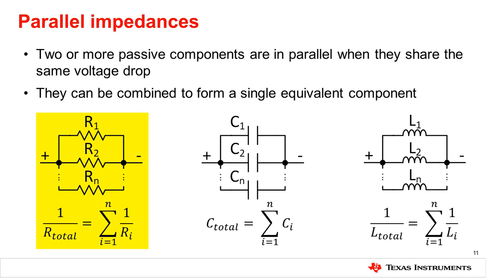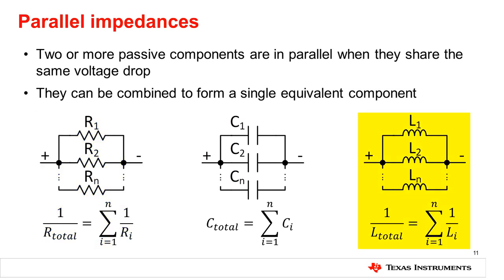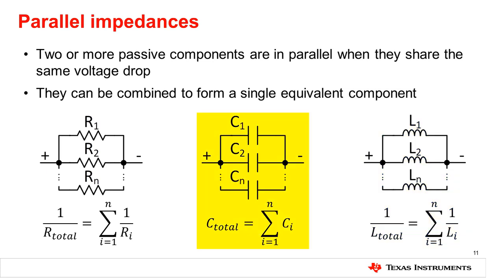For example, if two resistors of the resistance R are in parallel, then their equivalent resistance is equal to 1/2 of their individual resistance, or R over 2. Similarly, the equivalent resistance of two or more parallel resistors will always be smaller than the smallest individual resistance. An equivalent inductor for parallel inductors can be found using the same equation. To find an equivalent capacitor, simply take the sum of the individual capacitances.